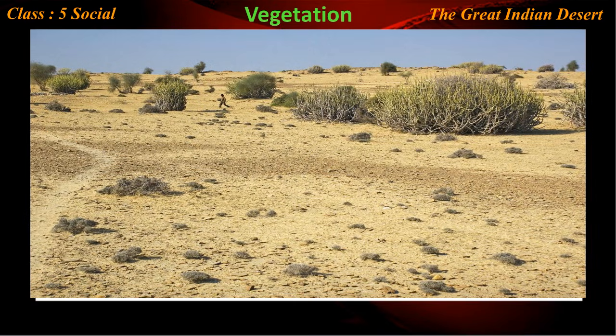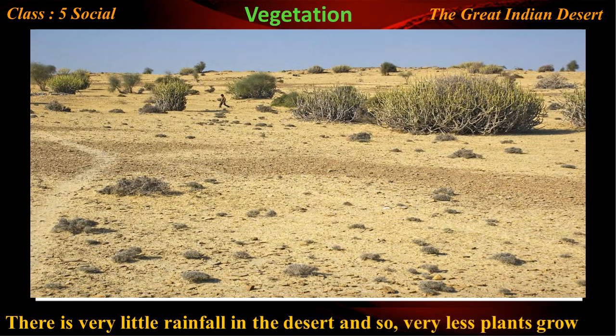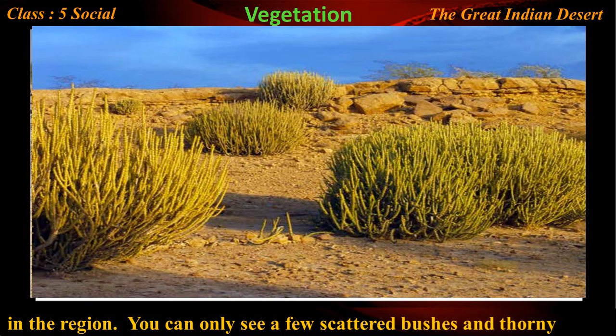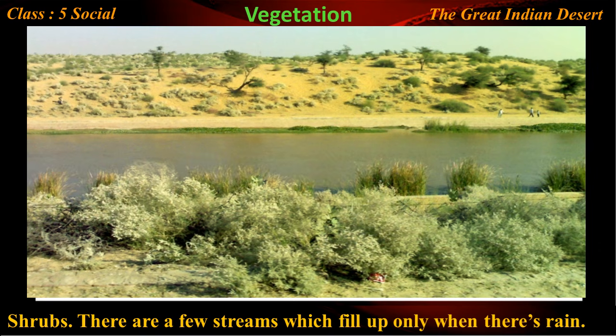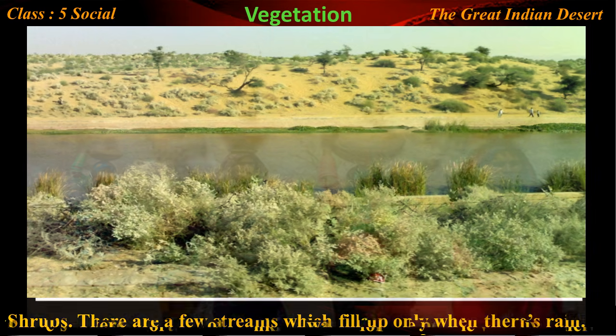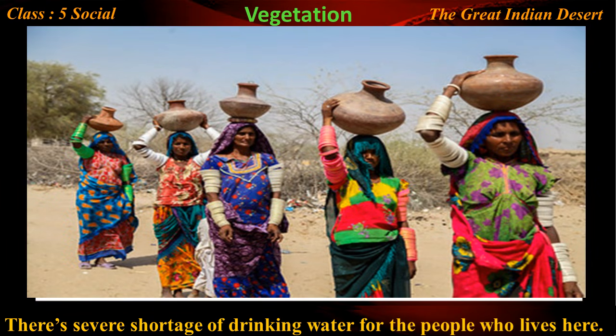Vegetation. There is very little rainfall in the desert, and so very few plants grow in the region. You can only see a few scattered bushes and thorny shrubs. There are a few streams which fill up only when there is rain. There is a severe shortage of drinking water for the people who live here.